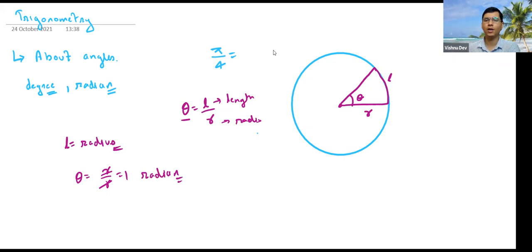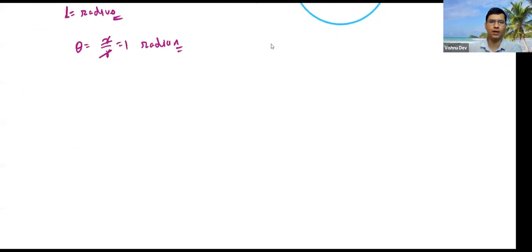Now, what is the angle made by this line when it completes one circle? I hope all of you know this. What's the angle made in degrees? I'm talking about degrees. So in degrees, this theta is equal to how much? 360 degrees. Very good, Tanish. It is in degrees.